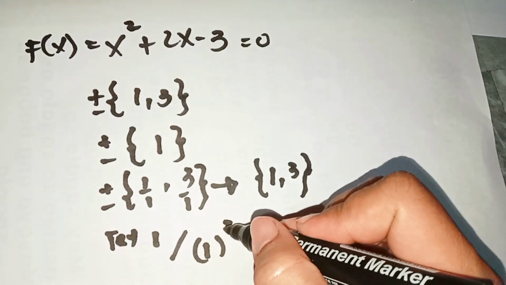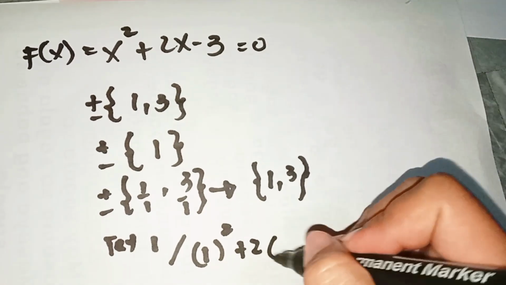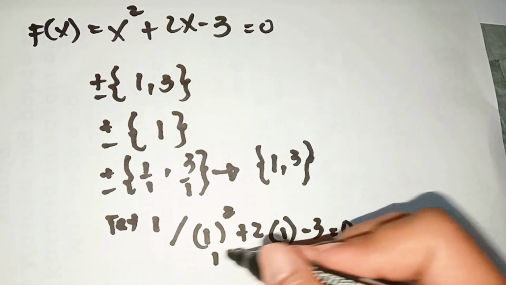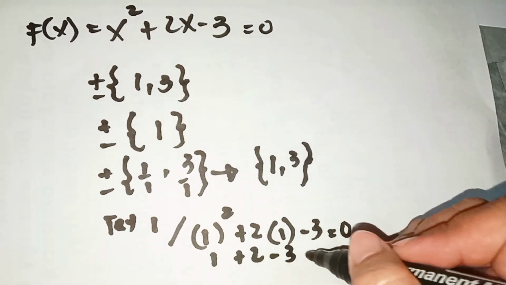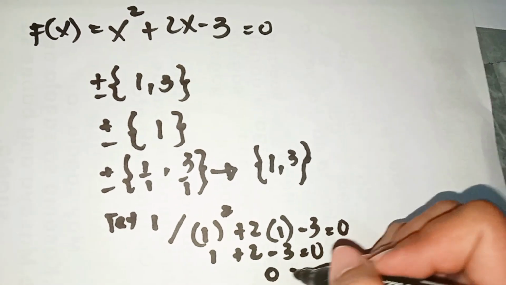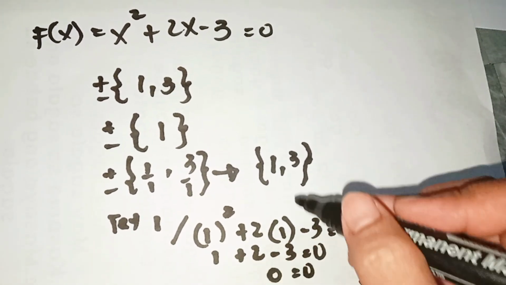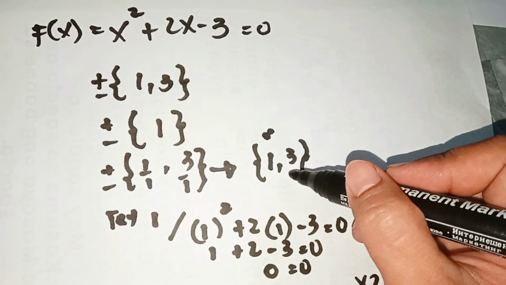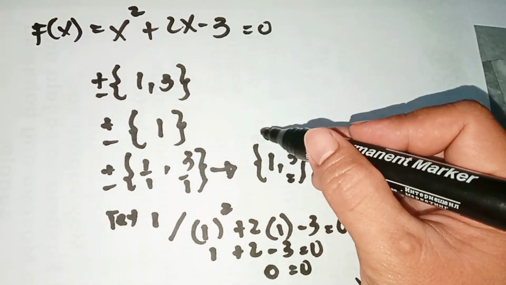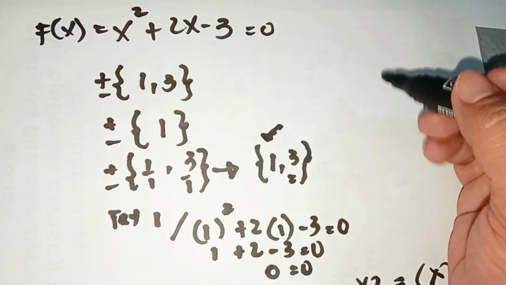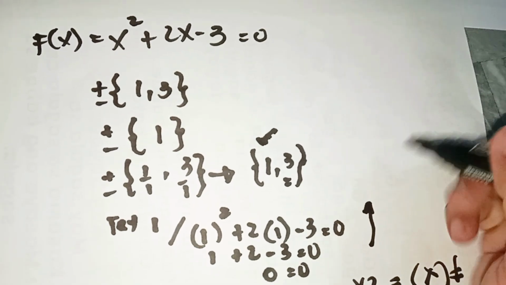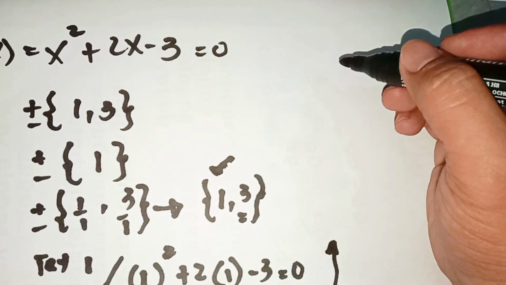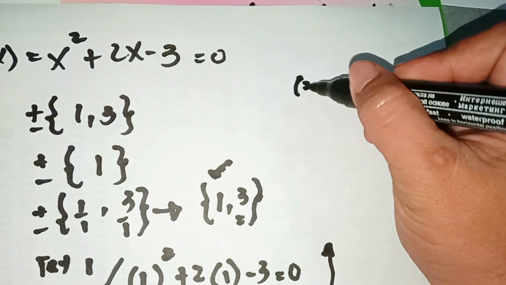If 1 is substituted for all of the x, so 1 squared plus 2 times 1 then minus 3 is equal to 0. And of course 1 squared is 1 plus 2 times 1 is 2 minus 3 is equal to 0. It means that 1 is a root of this x squared plus 2x minus 3 because of the 0 remainder. So you can apply trial and error and try the negative 1 after the 1, and you can proceed also with the 3.